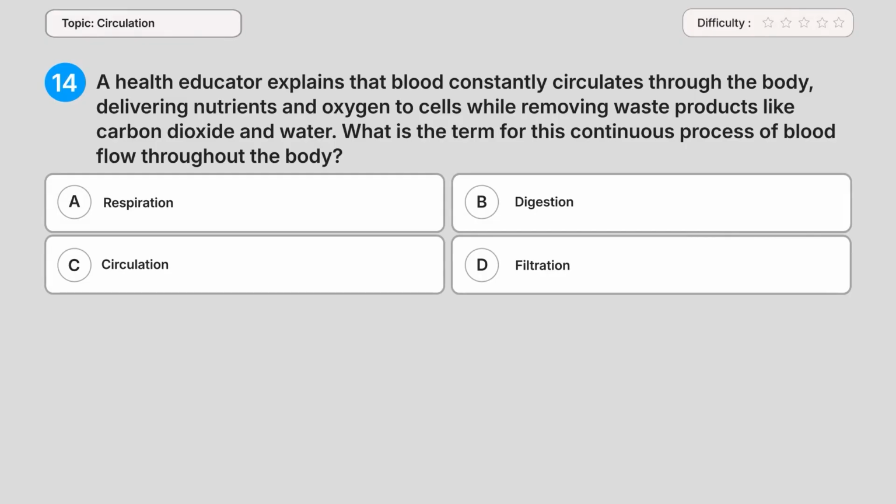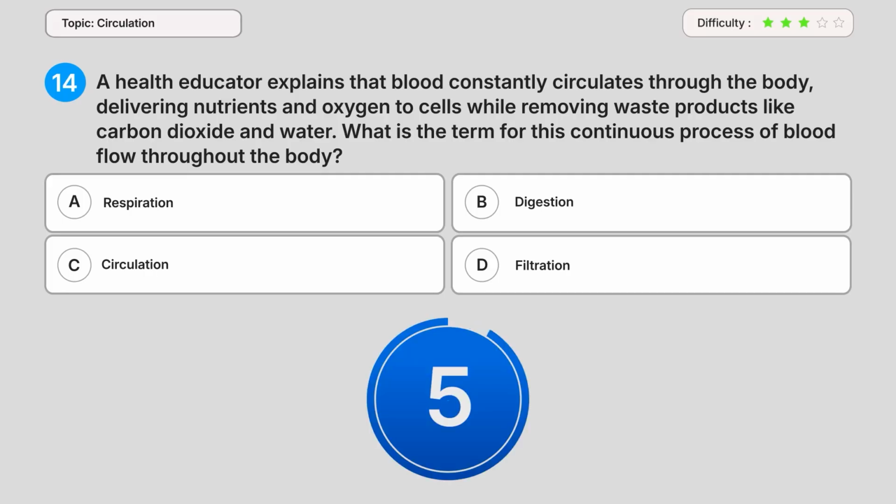14. A health educator explains that blood constantly circulates through the body, delivering nutrients and oxygen to cells while removing waste products like carbon dioxide and water. What is the term for this continuous process of blood flow throughout the body? A. Respiration. B. Digestion. C. Circulation. D. Filtration. Can you guess the answer?